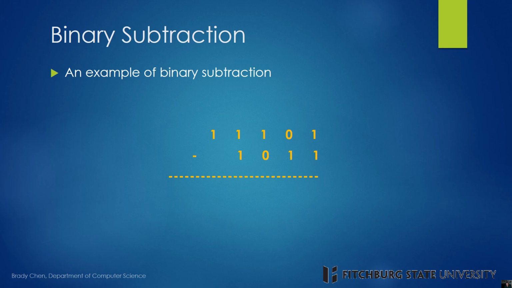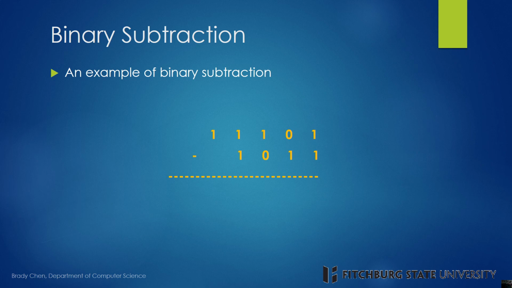So let's look at the binary subtraction. We're not going to spend much time on binary subtraction because later on we're going to introduce a new type of binary notation so we can actually avoid the binary subtraction. But first, let's take a look at binary subtraction. So we're going to look at the example here.